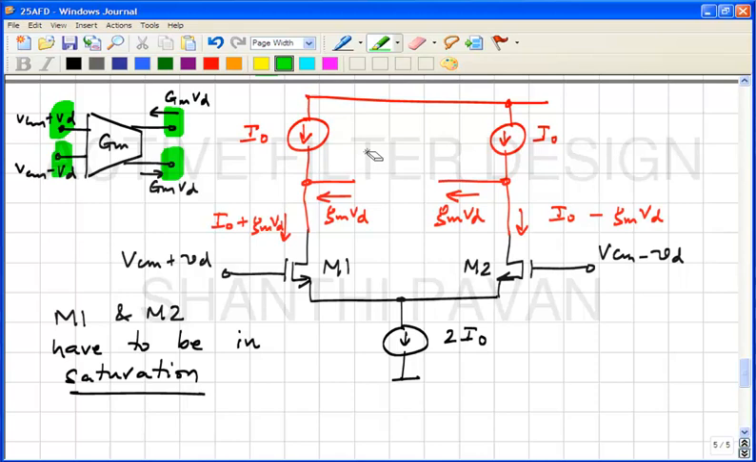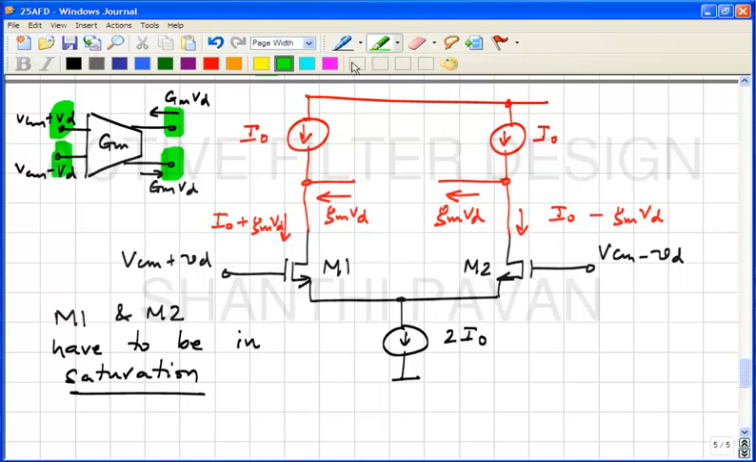Okay, see, the onus is now on us to ensure that M1 and M2 are in saturation, right? So first we'll have to figure out if they are in saturation. If they are, well and good, and we move on. If they aren't, we will figure out why they aren't in saturation and see what we can do to fix the problem. Is this clear? Okay.